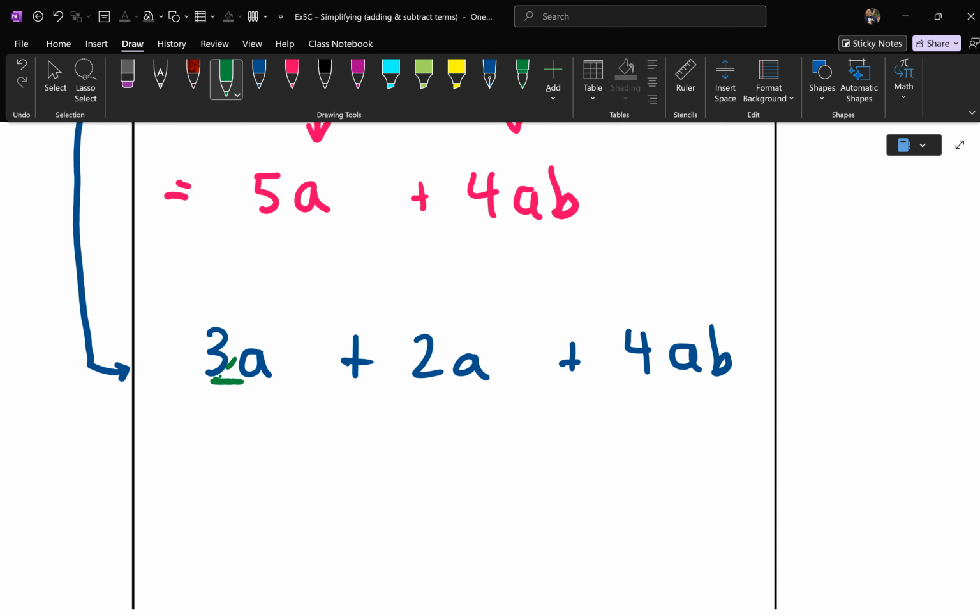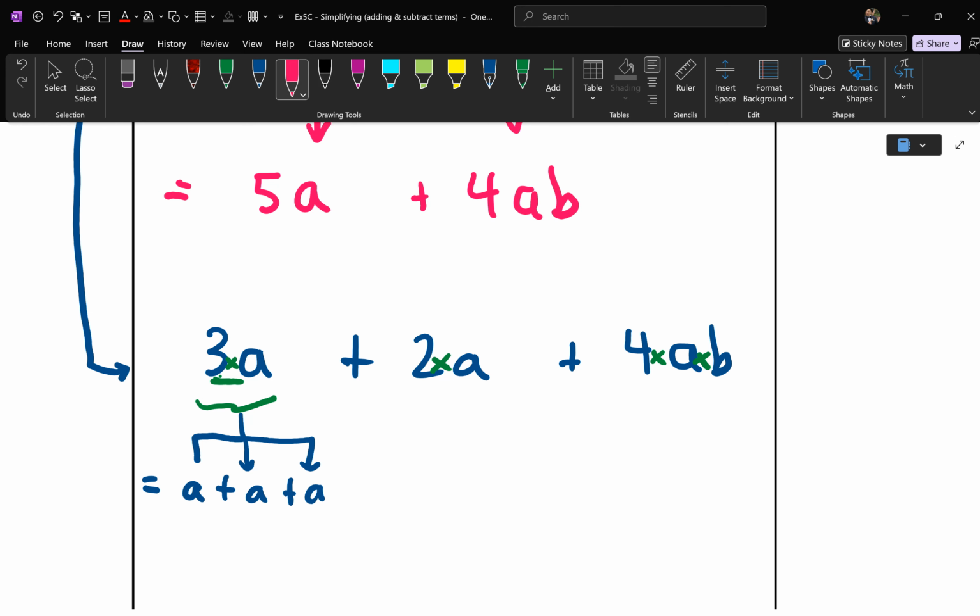Timesing, very good. Now, if I put a times in between them all, so it's actually 3 times a, 2 times a, 4 times a times b. What does 3 times a truly mean? 3 a's. So if you break it down, this actually means a plus a plus a, because that's what 3 a's mean. A plus a plus a is 3 groups of a. I've got 3 of them.